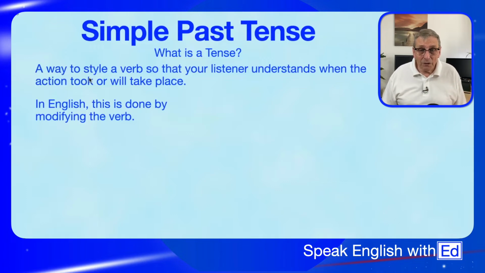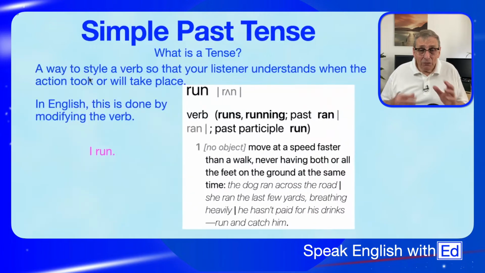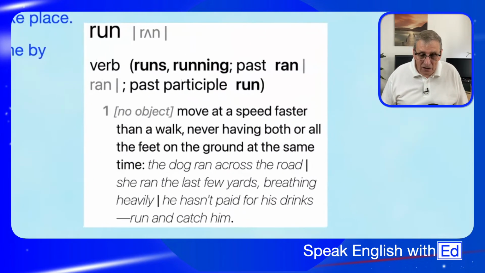the verb. If we take a verb, I run, or to run, it doesn't tell us a great deal, and if we look it up in the dictionary it will tell us that it is to move at a speed faster than a walk, but never having both or all feet on the ground at the same time. That's the definition of a run, and it gives us a clear explanation of what run is.